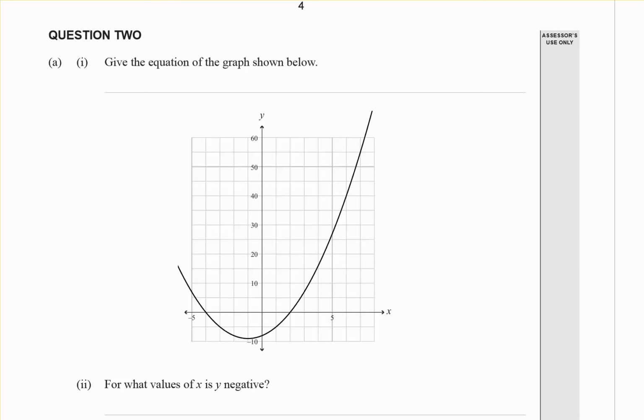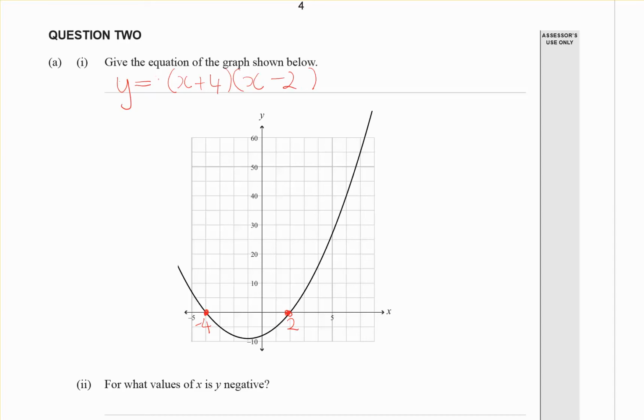Right, the 2014 relationships paper, tables, equations and graphs, question 2. If the equation of the graph shown below, well we can see it has two x-intercepts, one at -4 and one at +2. We always start an equation of a graph with y equals, and if we use the x-intercept method, in the brackets we're going to have x plus 4 and x minus 2. It's always the opposite of the x-intercept.